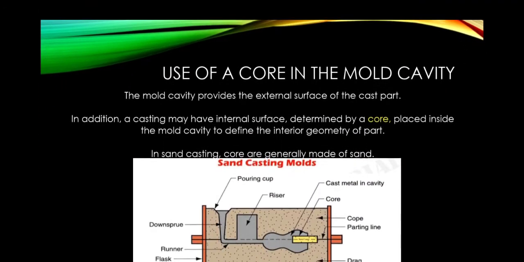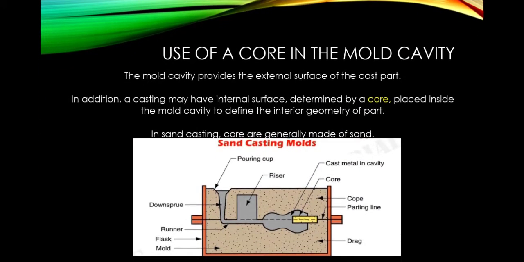Use of a core in a mold cavity. The cavity in a mold provides the external surface of the cast part. In addition, a casting may have internal surfaces. These surfaces are determined by means of a core, a form placed inside the mold cavity to define the interior geometry of the part. In sand casting, cores are generally made of sand, although other materials can be used such as metals, plaster, and ceramics.